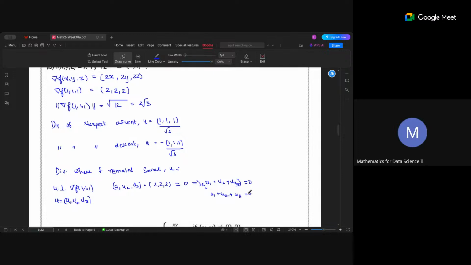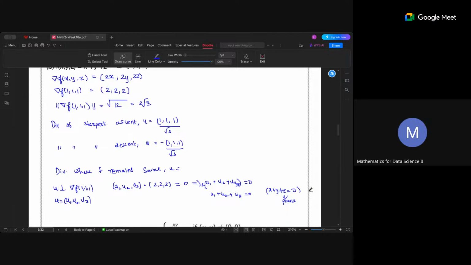U3 is 0. Right? Now in R3, what does this represent? In terms of U1, U2, U3, imagine X, Y, Z. What does it represent in R3? So plane. A plane equation. This is the equation of a plane, right?